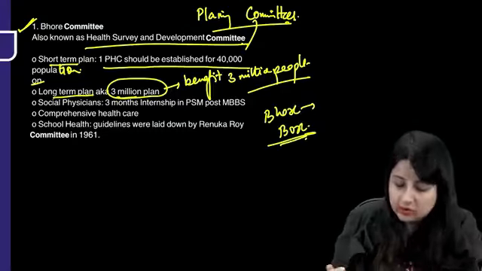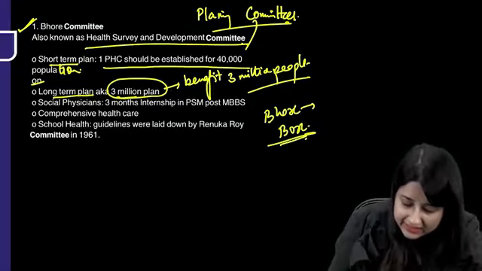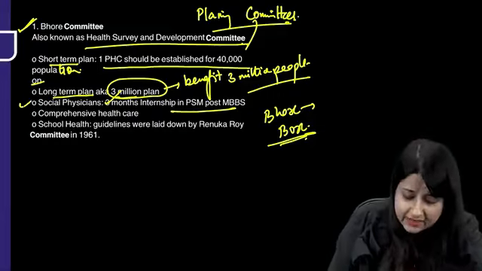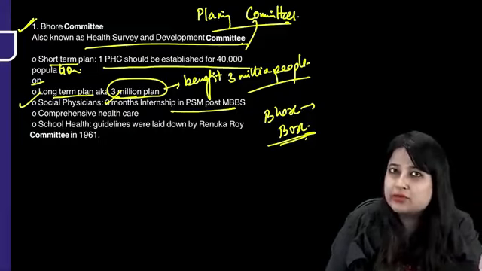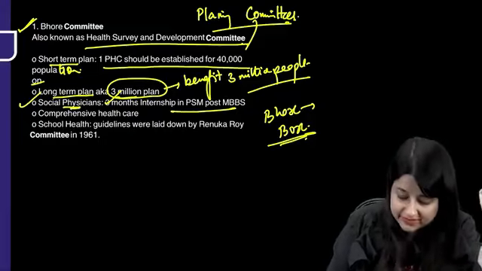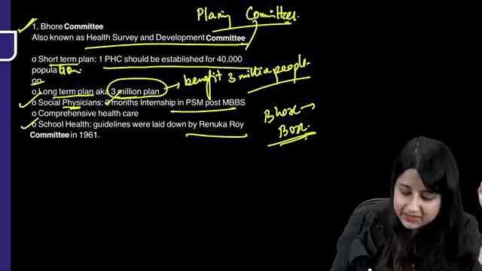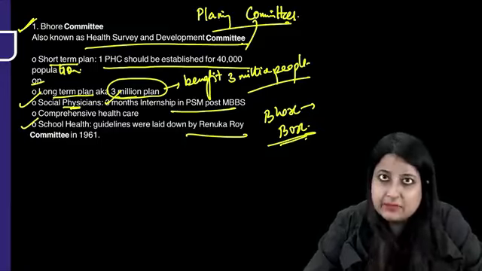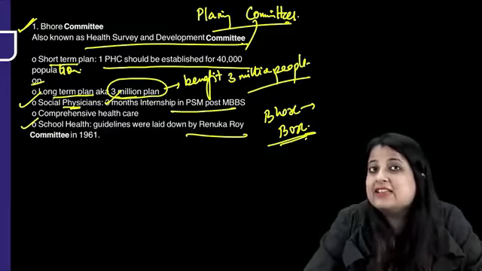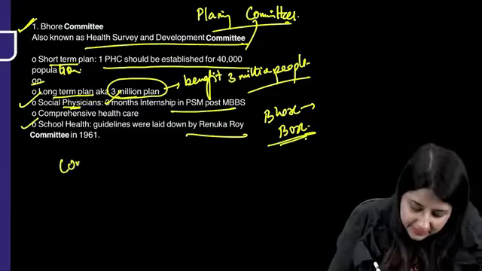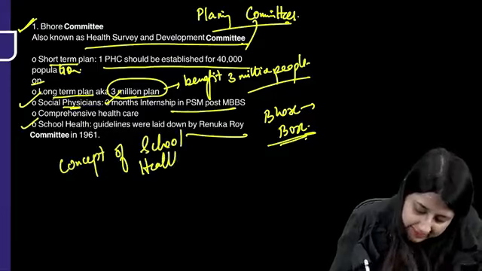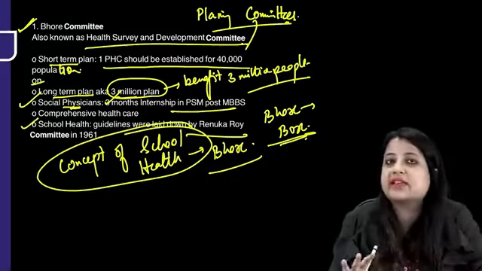So he gave some boring concepts. What was that? 3 months training, 3 months internship in PSM post MBBS, although it's a good thing, but still. And you know, social sciences, history, geography was boring in school. So he gave the concept of social physicians, and school health guidelines were laid down by him. The boring concept was number 1, 3 months training in PSM, social physicians, and he started the concept of school health. Please remember, the concept of school health services was given by Sir Joseph Bhore.